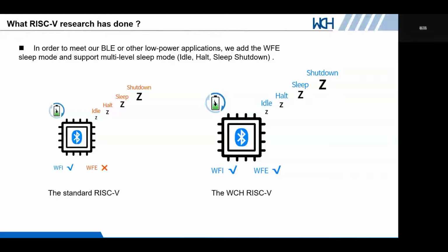For example, the application of the smart TV Bluetooth remote control is in deep sleep mode most of the time. This application focuses on power saving, and the application of the Bluetooth gamepad is mostly in the light sleep state. This application focuses on real-time communication. Therefore, when designing the RISC-V core for low-power Bluetooth products, we added multi-level sleep modes such as idle, hot, sleep, shutdown, and other sleep levels.